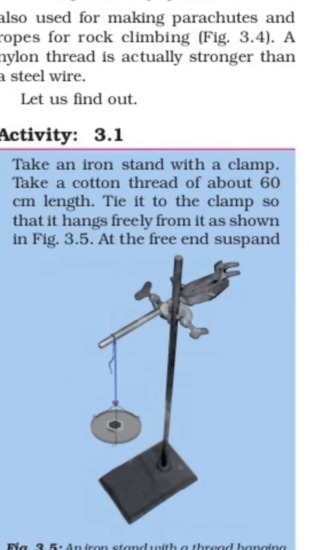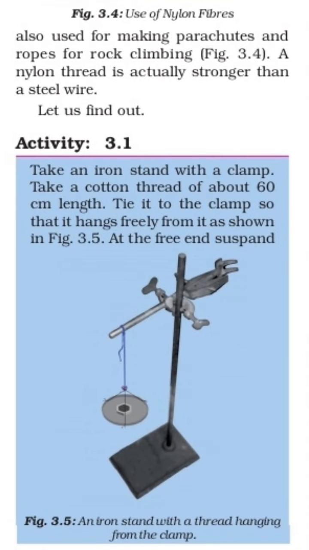Now we will see our next point, Activity 3.1. Take an iron stand with a clamp. Take a cotton thread about 60 centimeters in length and tie it to the clamp so that it hangs freely from it, as shown in figure 3.5. Here the diagram is shown on the screen.